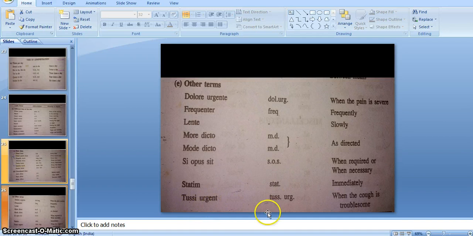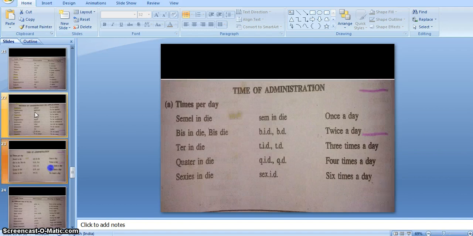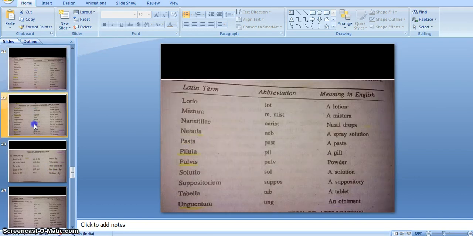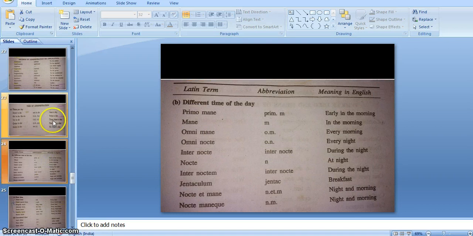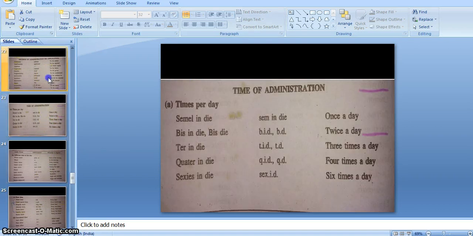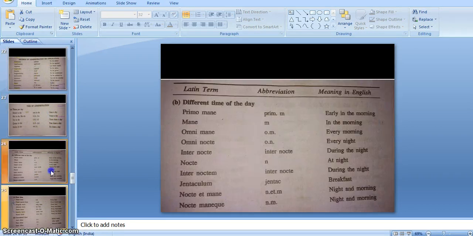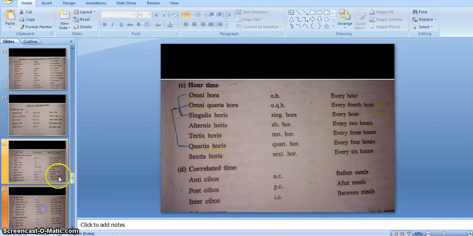Then tussi urgente, that is when the cough is troublesome, means that particular tablet or dosage form should be taken when you feel the cough that is troublesome. Do you understand whatever I am saying? Again I am saying you have to mug up this, or understand this particular, it is very necessary, you have to mug up all this.